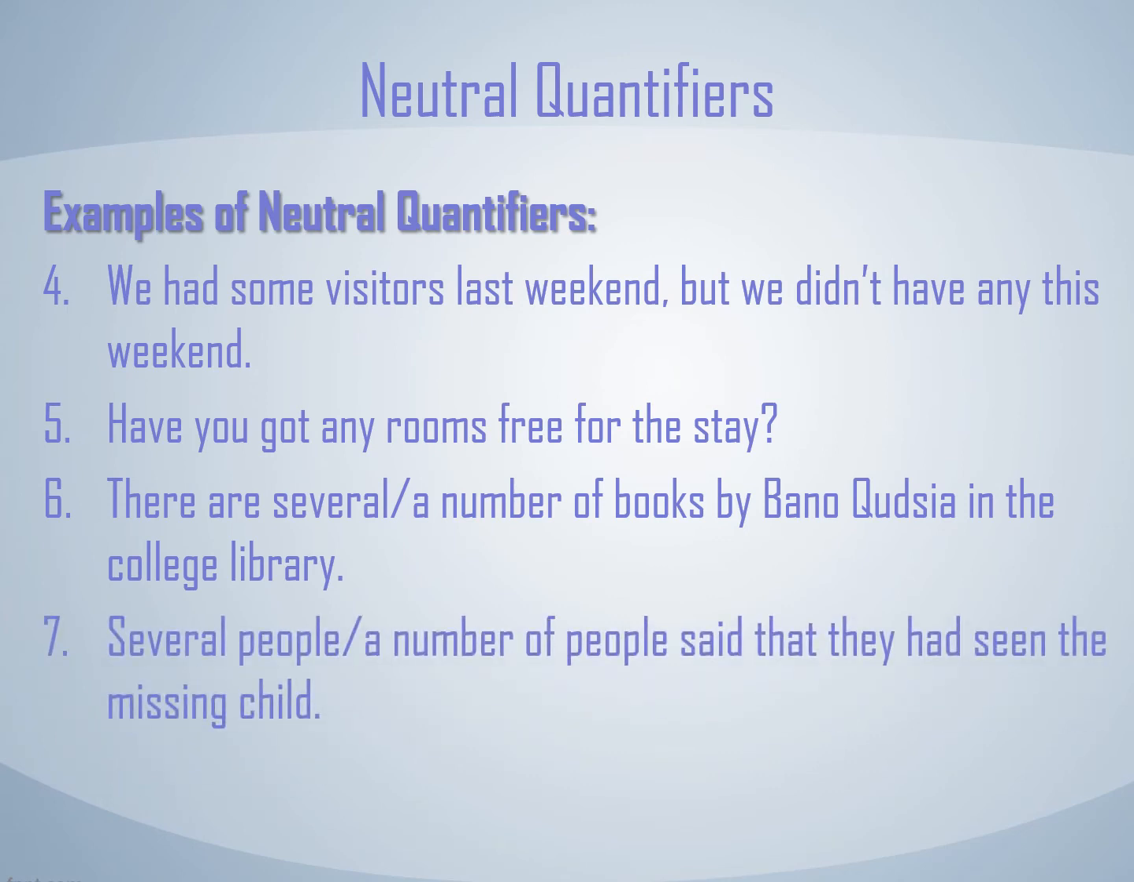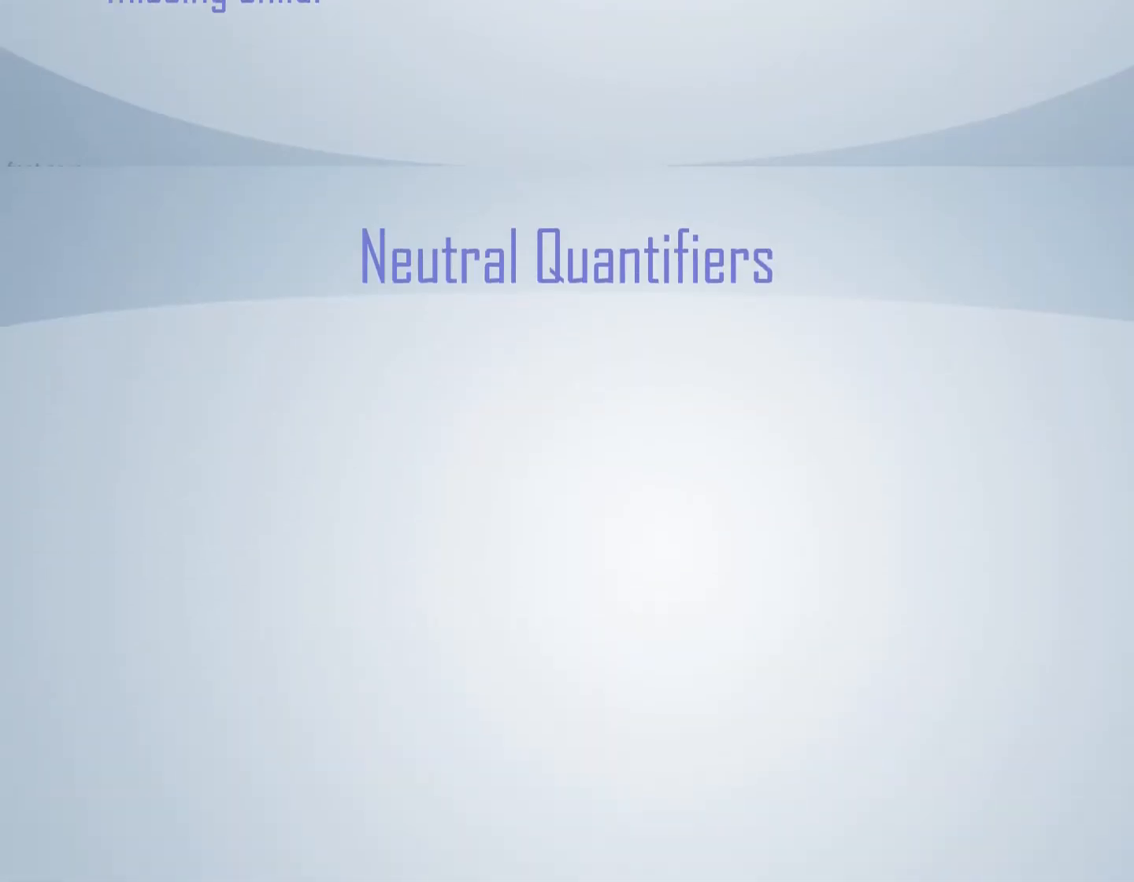Several people, or you can use a number of people, said that they had seen the missing child. Several, right? Not a lot, right? And you are not sure about the number, that's why you have used several or a number of here. Now, further examples.